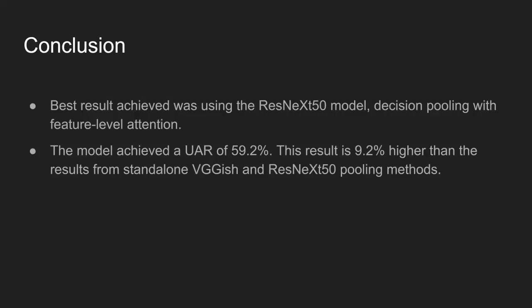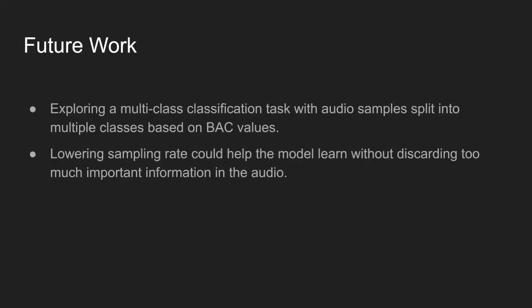Some of the conclusions: the best result from the last table that we just saw is using the ResNeXt50 model, decision pooling, plus feature level attention. The model achieved a UAR of 59.2%. This result is 9.2% higher than the results from standalone VGGish and ResNeXt50 pooling methods.